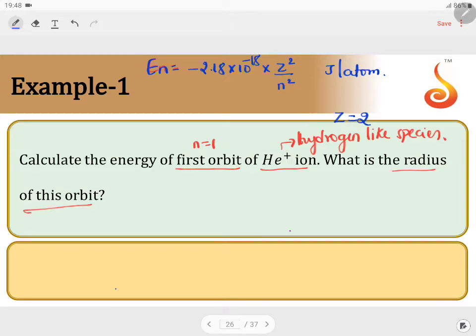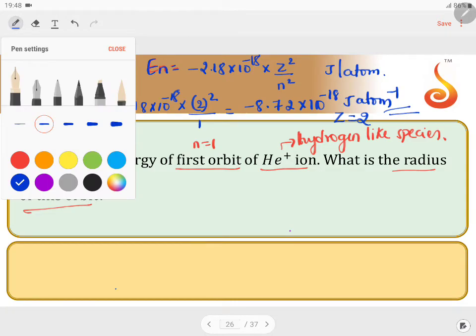So substitute the values. We get En is equal to minus 2.18 into 10 power minus 18 into Z square, which is 2 square, by 1. Why 1? Because 1 is the orbit number. 2.18 into 2 square, which is 4, gives 8.72. Therefore, the answer is minus 8.72 into 10 power minus 18 joules per atom. So this is the answer for energy.